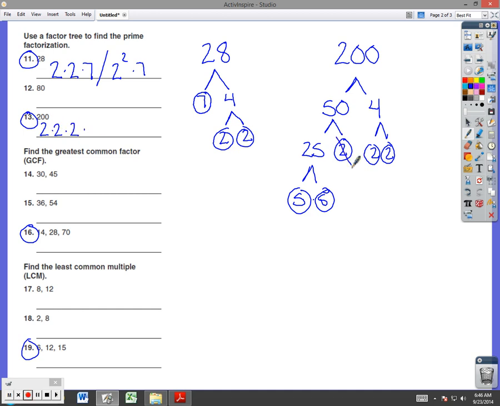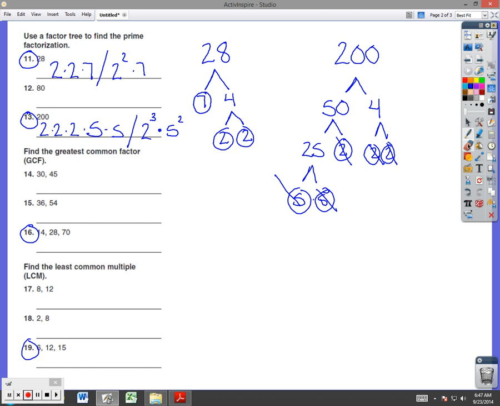And I can cross these out as I write them, so I don't reuse them. Times 5 times 5. If I want to write that in exponential notation, it is 2, and there's 3 2s. So it's 2 to the third times, and there are 2 5s, 5 to the second power, or 5 squared.